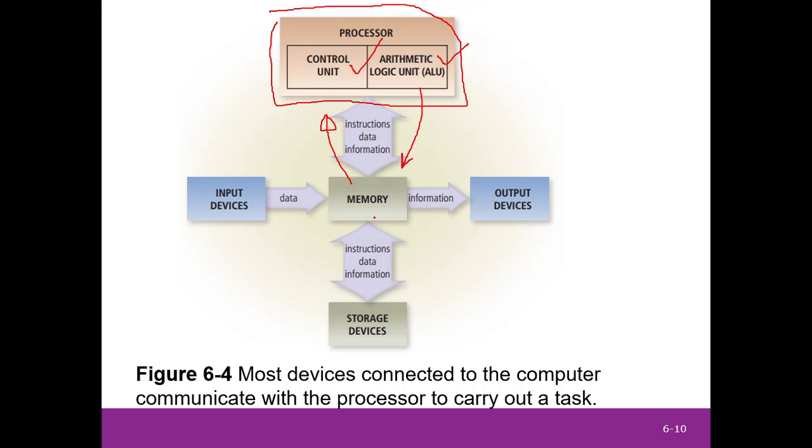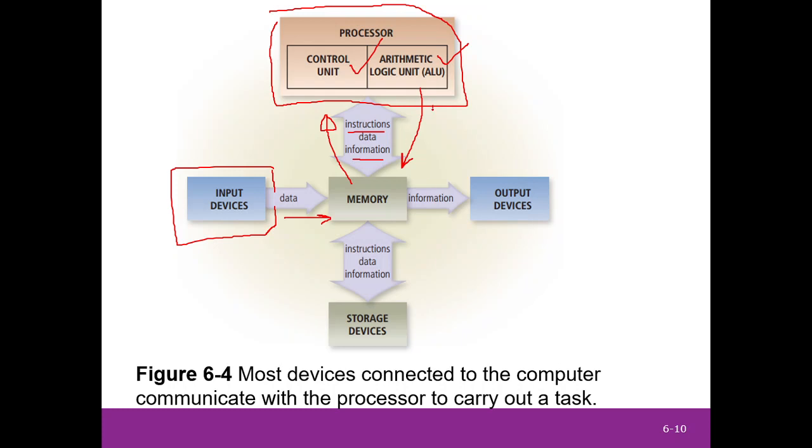Okay, so instructions, data, information. Instructions are fetched from the memory, data is fetched from the memory, the data is processed based upon these instructions, and the resulting information is stored back into the memory. Similarly, the input devices that are connected to our CPU have data. For example, if we have a computer with a keyboard, the user is constantly pressing keys and generating data. That data needs to be stored inside the memory.